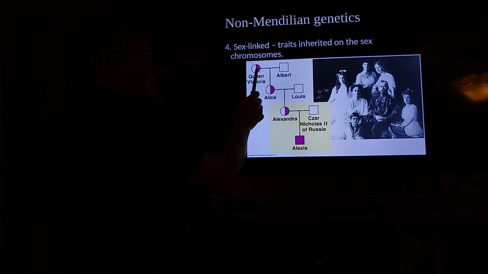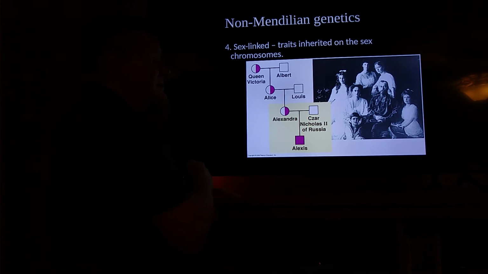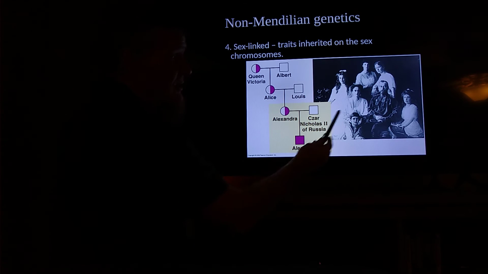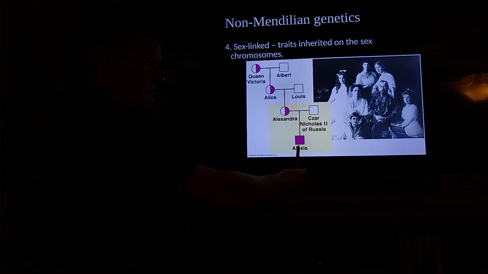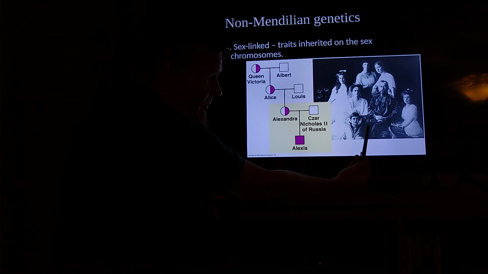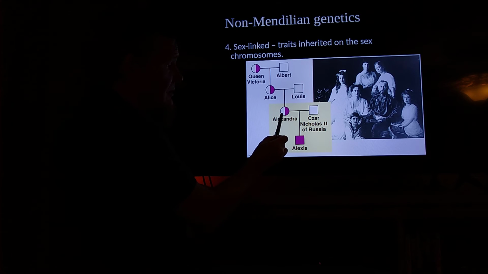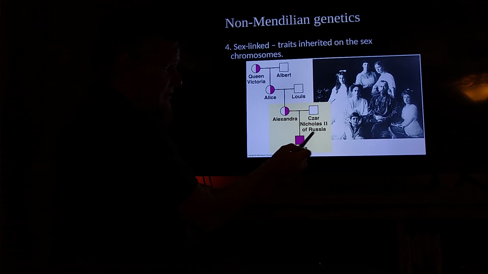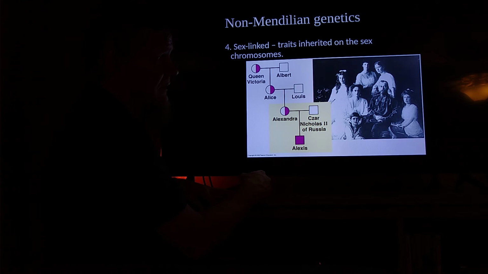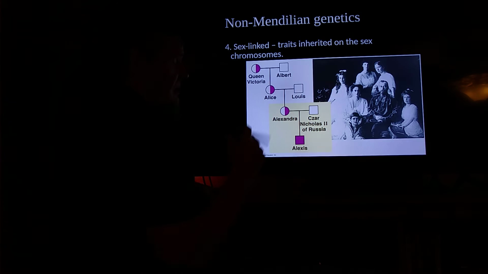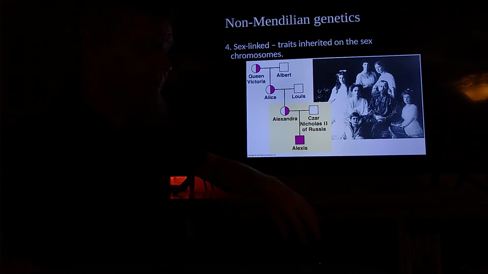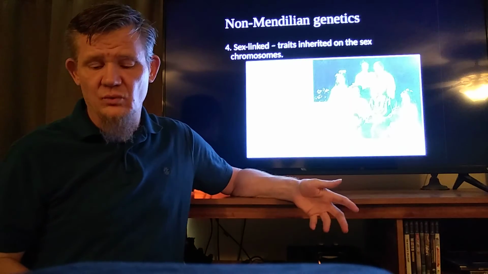Queen Victoria carried it. Her daughter Alice carried it. Her daughter Alexandra carried it. Alexei, the child of the Tsar of Russia, had hemophilia, which he got, again, a 50-50 shot. Mom could have given him the good one, but she didn't. She gave him the bad one. And so because he only had one X, that's the one he happened to get from his mother, and so he was a hemophiliac.